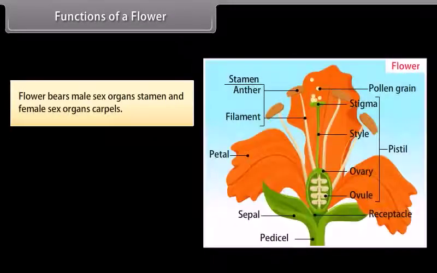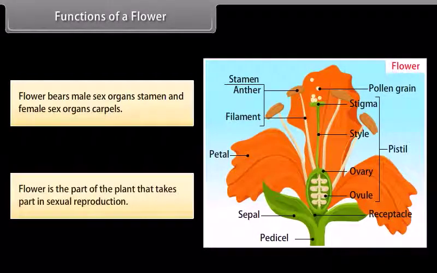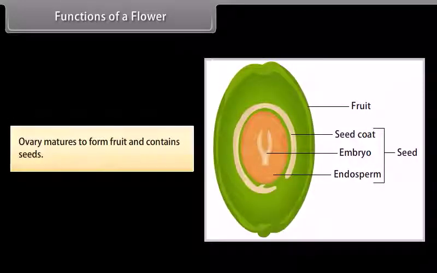Functions of a flower. Flower bears male sex organs, stamens, and female sex organs, carpels. Flower is the part of the plant that takes part in sexual reproduction. Ovary matures to form fruit and contains seeds.